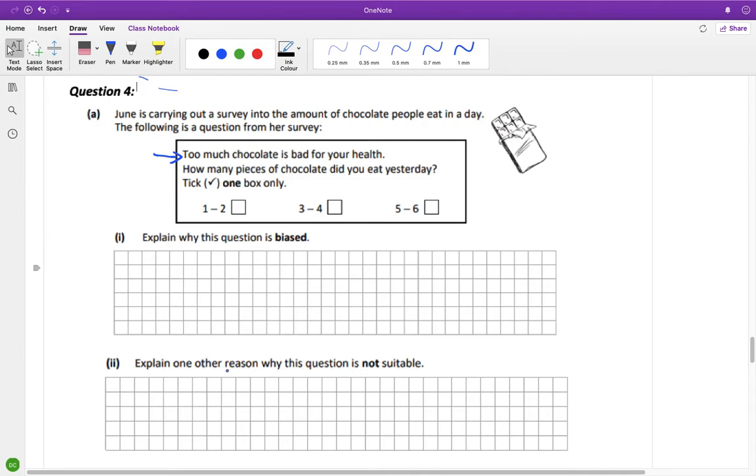So explain one other reason why this question is not suitable. One of the things you look out for here is an overlap down here. So sometimes they say like 1 to 2, 2 to 3, 3 to 4, and you can't do that. But she hasn't done that. How many pieces of chocolate did you eat yesterday? I suppose the only thing is she didn't say 7 or more.